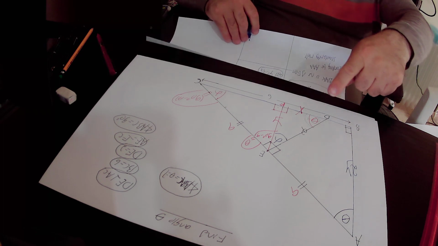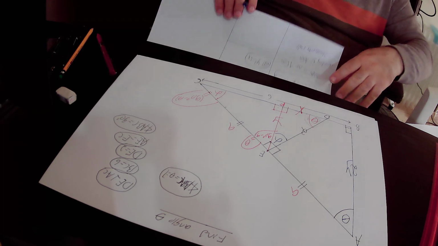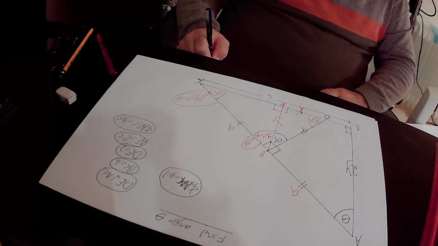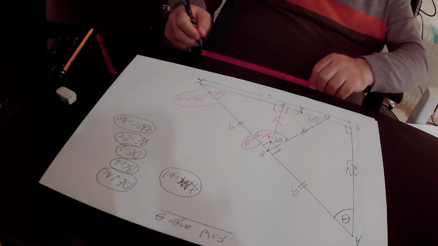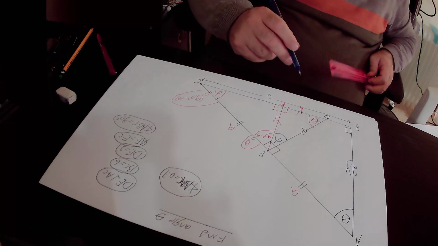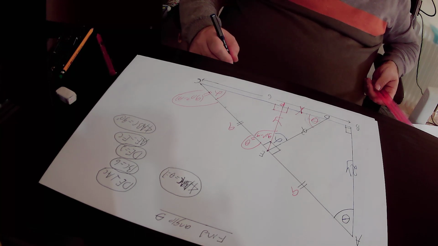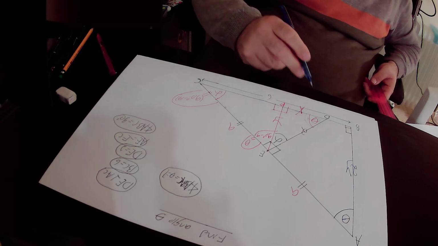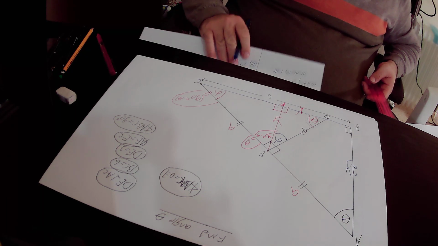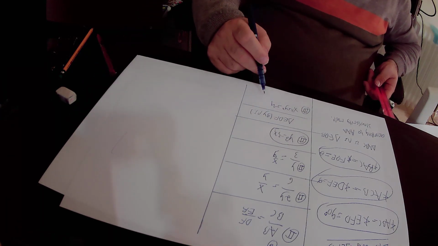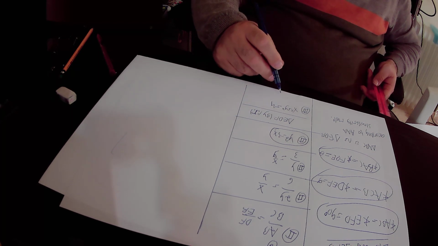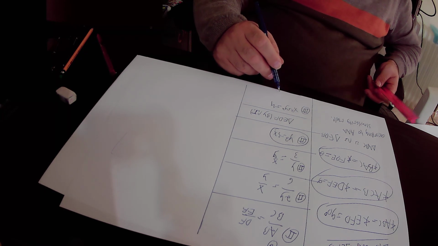In the next step, we will focus on the right small triangle EDF. In the right small triangle EDF, according to the Pythagoras theorem, it is very easy to see that X squared plus Y squared equals 2 squared, that is 4.